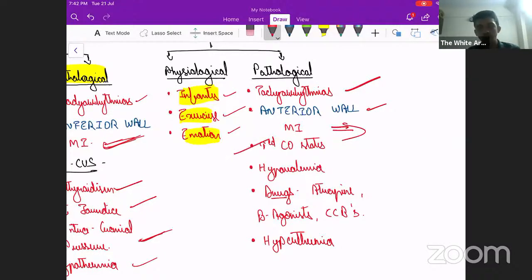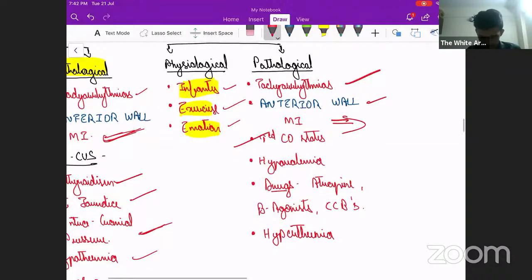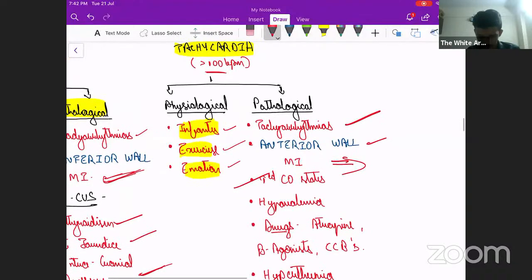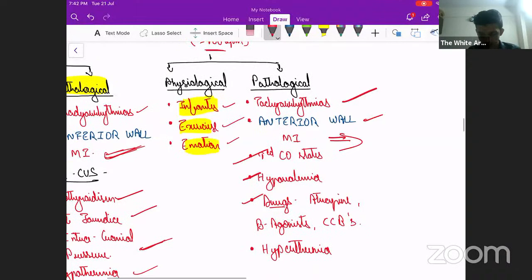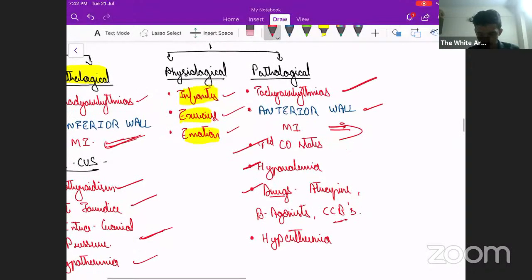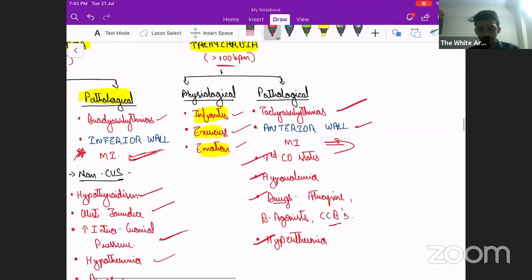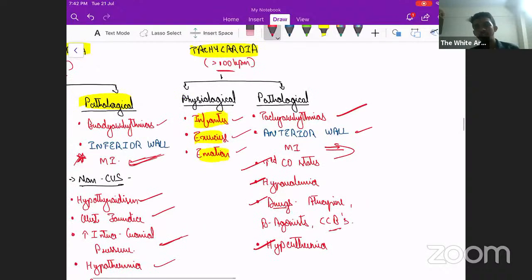Then increased cardiac output states obviously cause an increase in the heart rate. Then comes hypovolemia, there will be stimulation which causes this. Drugs like atropine, beta agonists, calcium channel blockers will directly increase the activity. And hyperthermia increases it. Okay, as in case of pain, anterior wall MI is near the thorax, the cavity, so the thorax that is supplied by the sympathetic nervous system can get activated.